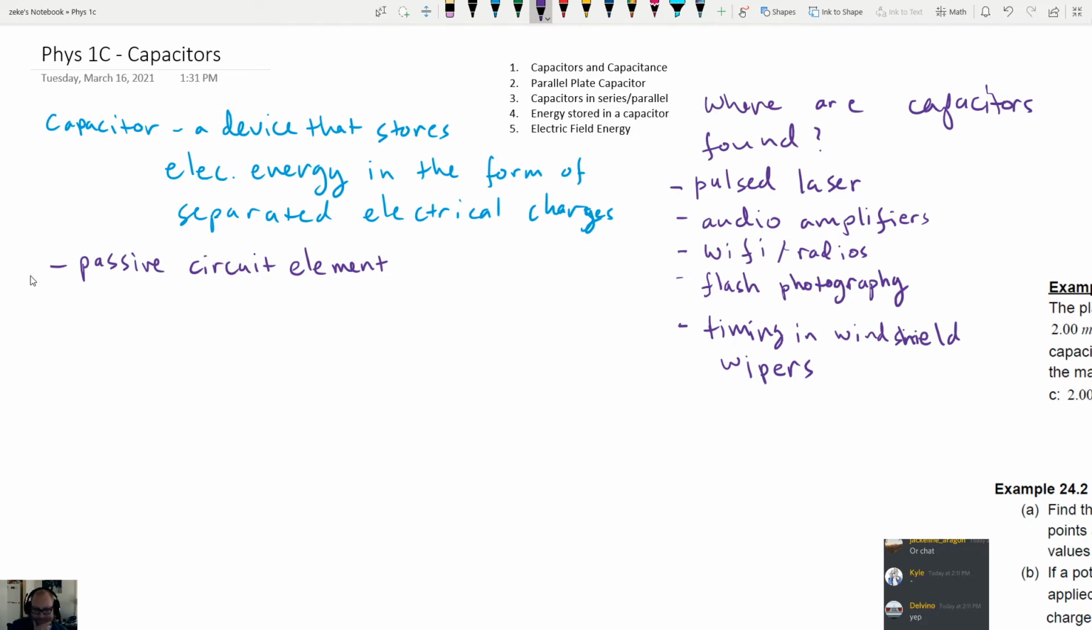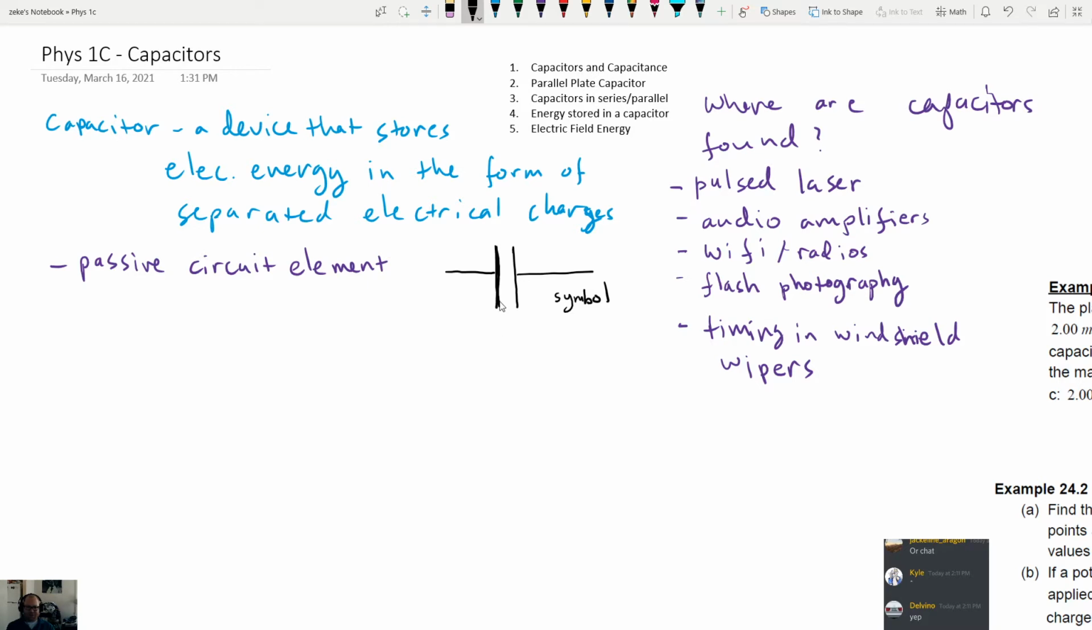Okay, so capacitor. The symbol that you're going to see when you're doing your homework, and if you were to look online at some kind of diagram, is this right here. This is the symbol that we use for a capacitor. It's a representation of what we will often use in this class as the simplest version, which is known as the parallel plate capacitor.